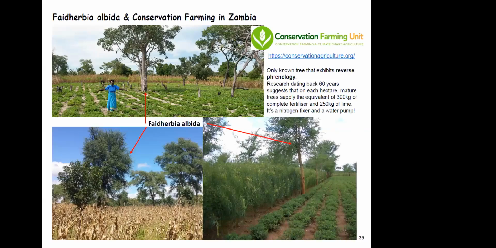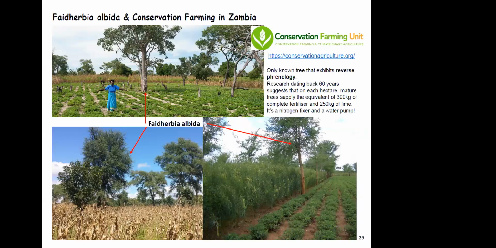And just some interesting elements to remember. Conservation farming in agriculture has built its entire success story on one tree. And this tree is called the Faidherbia albida. Its other name is the Ana tree. It exhibits a reverse phenology, which means that it loses its leaves in summertime instead of wintertime. And this is in the southern hemisphere where they get summer rainfall. It's not a Mediterranean climate.